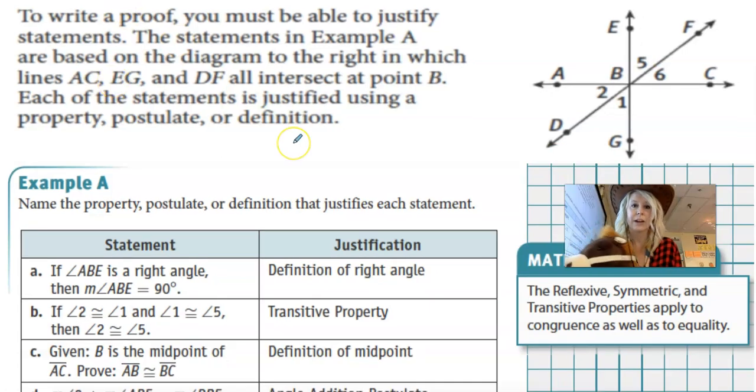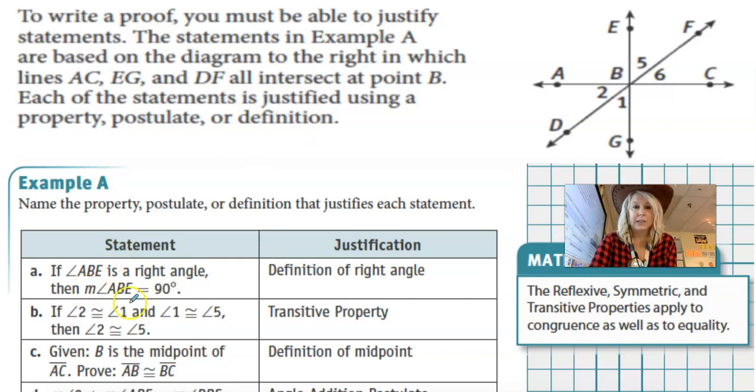Okay, so to write a proof, you must be able to justify statements. Justify means write. So the statements in example A are based on the diagram to the right, in which lines AC and EG and DF all intersect, they cross at point B. Each of the following statements is justified using a property, a postulate, or a definition. So let's take a look at these problems.